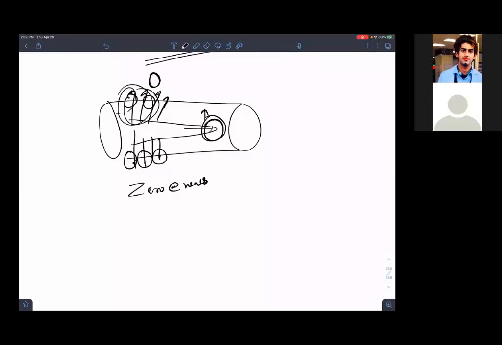Is it clear? Shear is more at the walls and lowest in the center. But velocity is more in the center, zero in the walls. Is it clear?